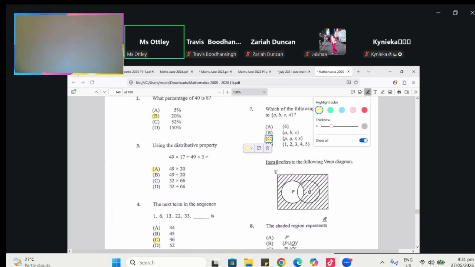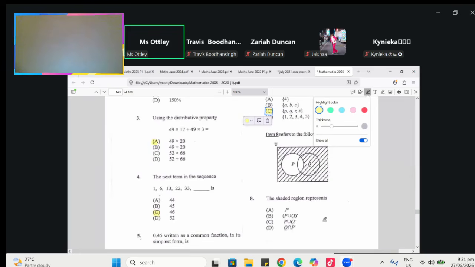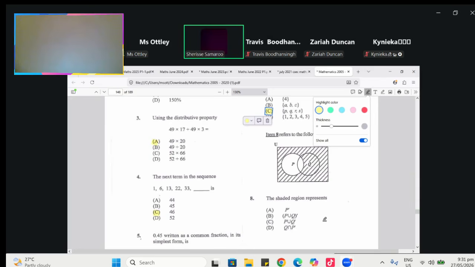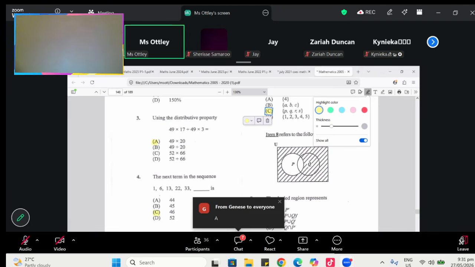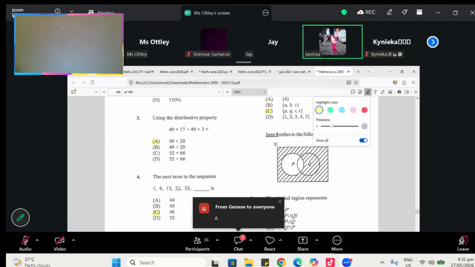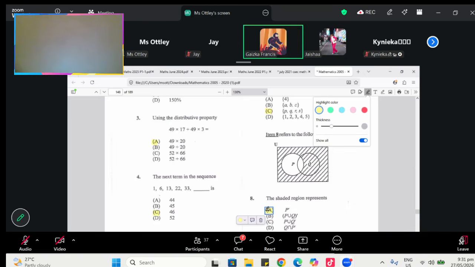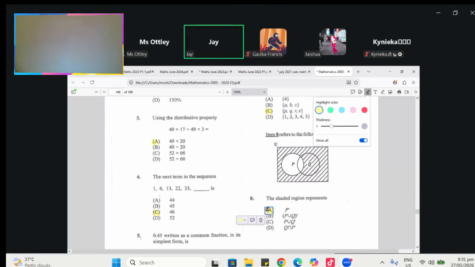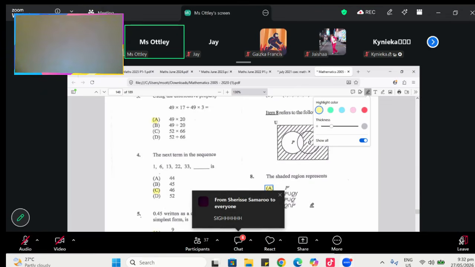Item 8 refers to the Venn diagram. The shaded region represents D. Why is it A instead of the others? Because they say first Q is complement. So that means everything except P, everything that is not in P. That is why the entire set P is not shaded, right? P complement is everything else but that set. Okay? This question came already. Remember what the complement is.